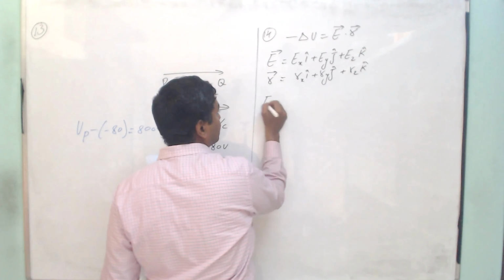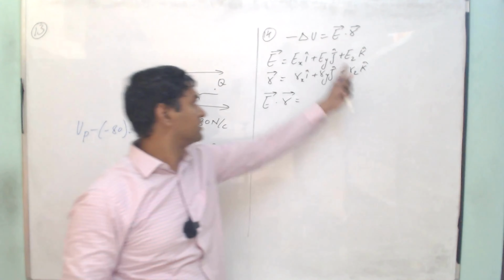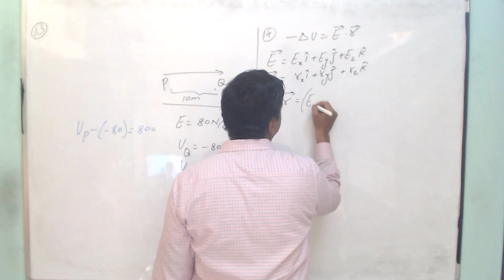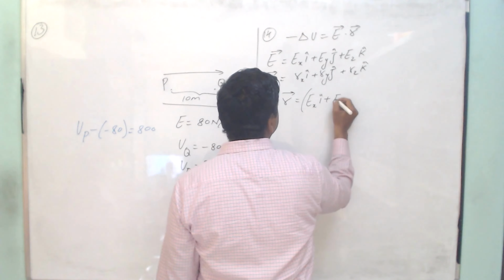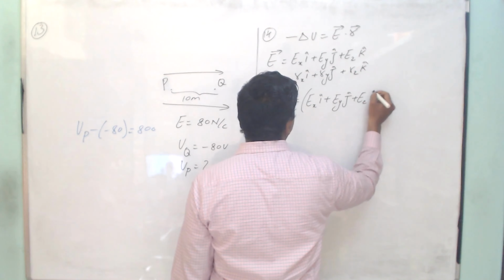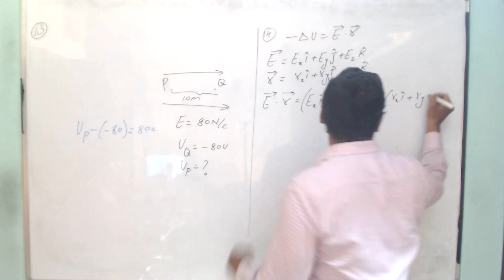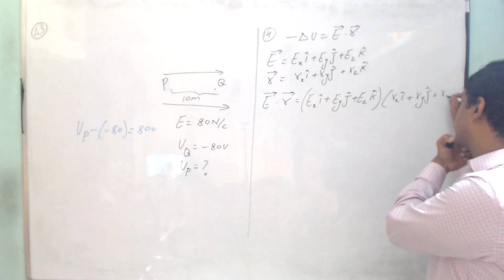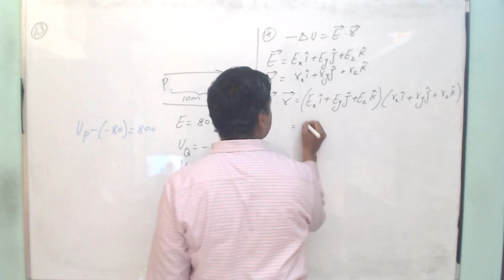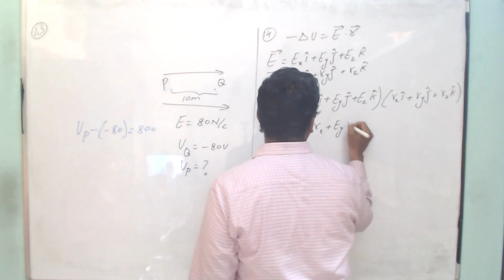So if I have to do E bar dot R bar, I'll have this entire thing dot product with this entire thing. So I will have Ex i cap plus Ey j cap plus Ez k cap dot product with Rx i cap plus Ry j cap plus Rz k cap, correct? What will I get this as? Ex Rx plus Ey Ry plus Ez Rz. Right?